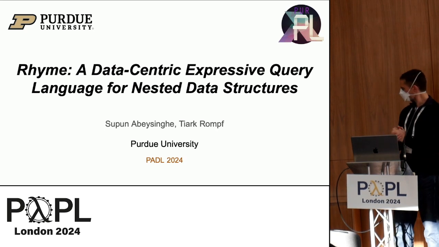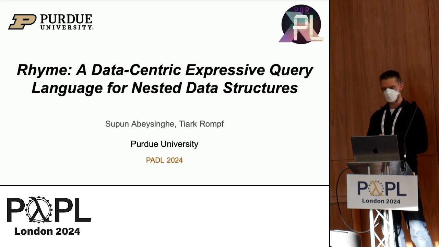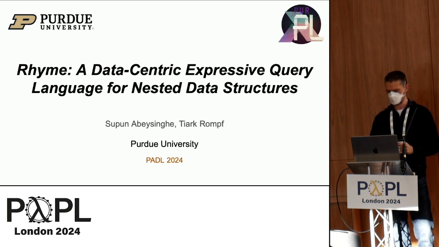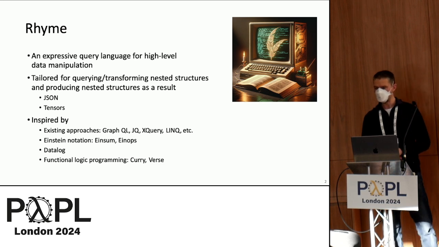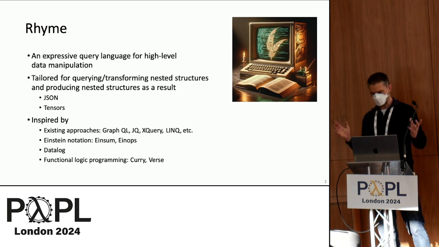This is joint work with my student Supun, and we've been working on this little query language called Rhyme for some time, and I'm very happy to talk to you about this a little bit. So what are the goals? We want to do high-level data manipulation, and specifically manipulation and querying of nested data structures. So think about stuff like JSON or potentially tensors, or if you want to go fancy, XML or things like that. And of course, there's been a lot of prior work in that area.